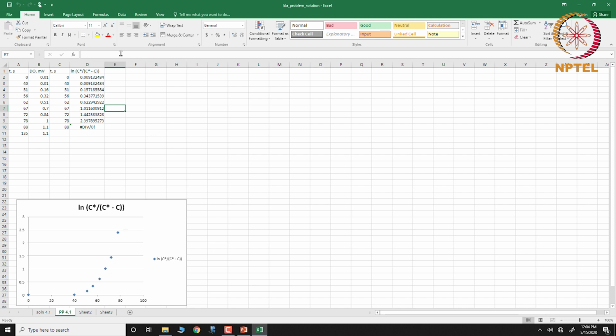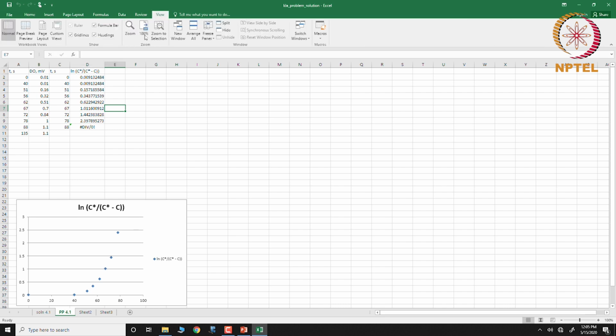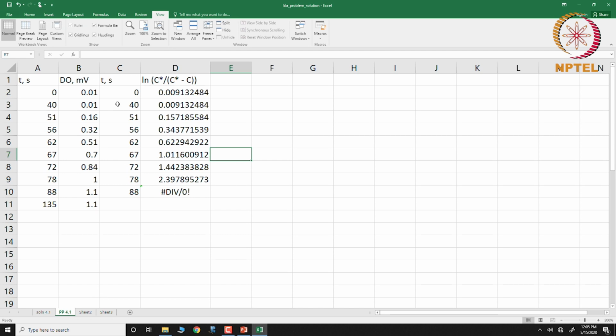Can I increase the view size? There are views here, yes. View zone. Let's go to maximum zoom. Okay, here we are.